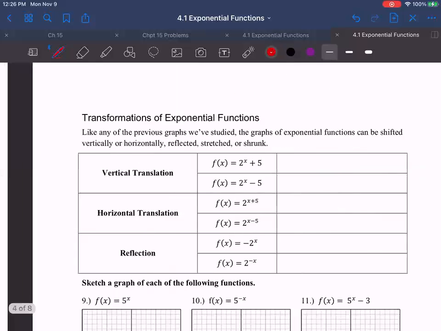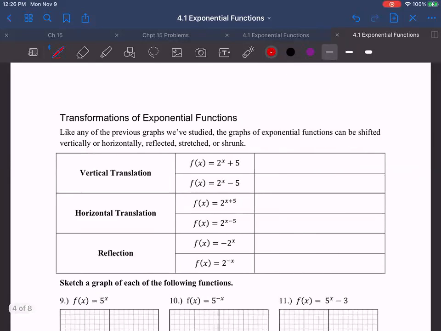All right, so now we're going to come over here and look at transformations. Basically, these are going to transform just like the previous graphs we have studied. We're going to just shift them vertically, horizontally. You can stretch them, shrink them, reflect them. All that kind of stuff can occur just like this.